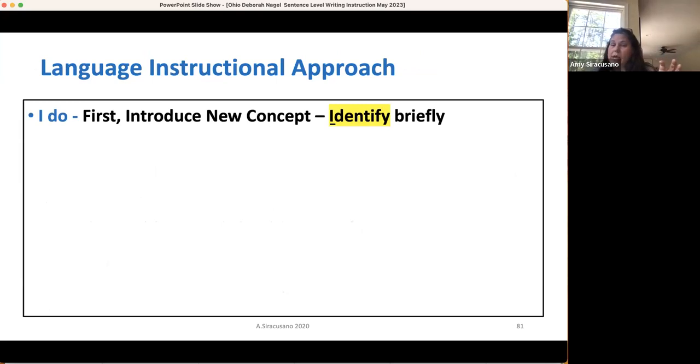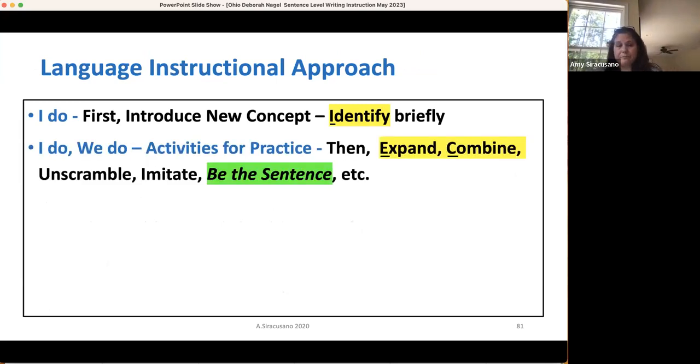You're always going to start with your I do, and you'll briefly identify. So you're going to state what it is you're learning, like we do everything else, and look at some sentences to identify that component. Then we're going to do a lot of we do activities, and the we do activities are really going to depend on the complexity of the skill, right?